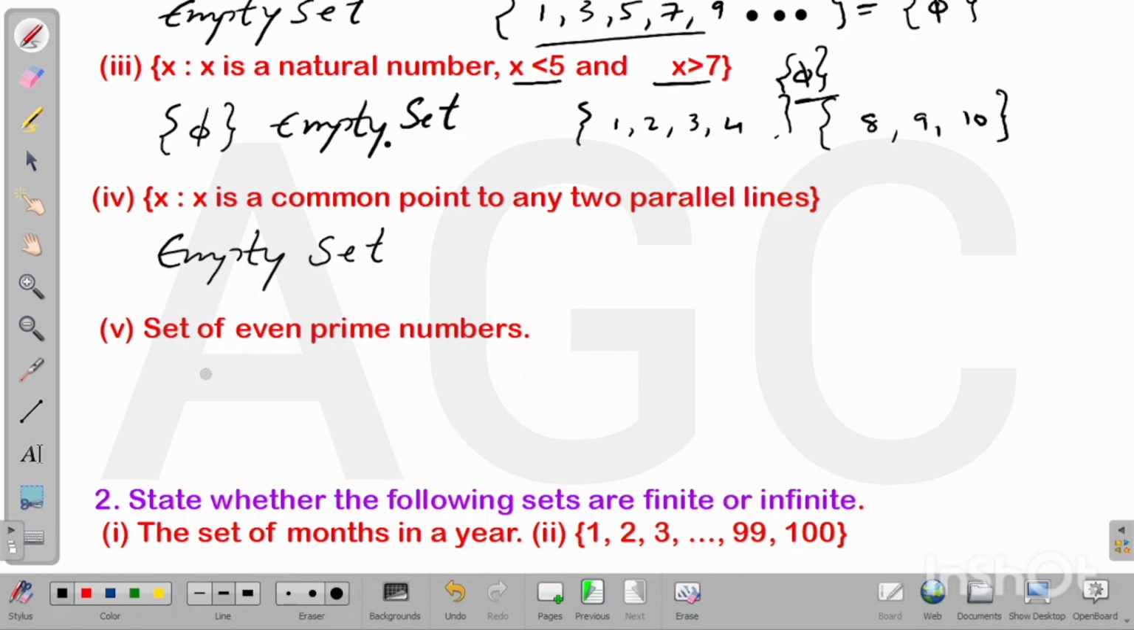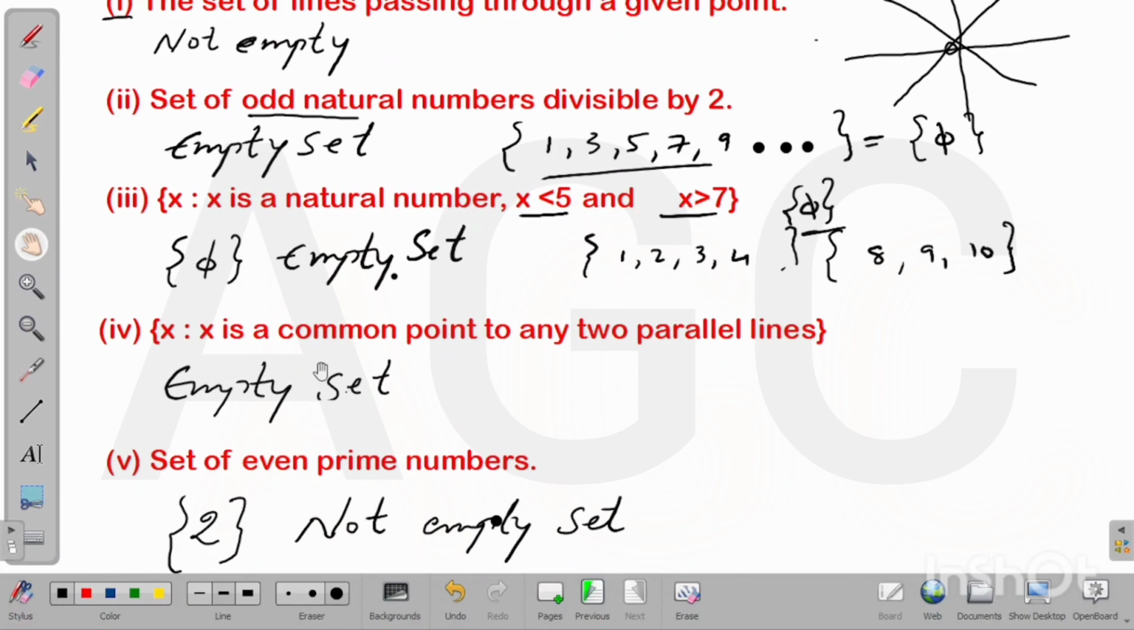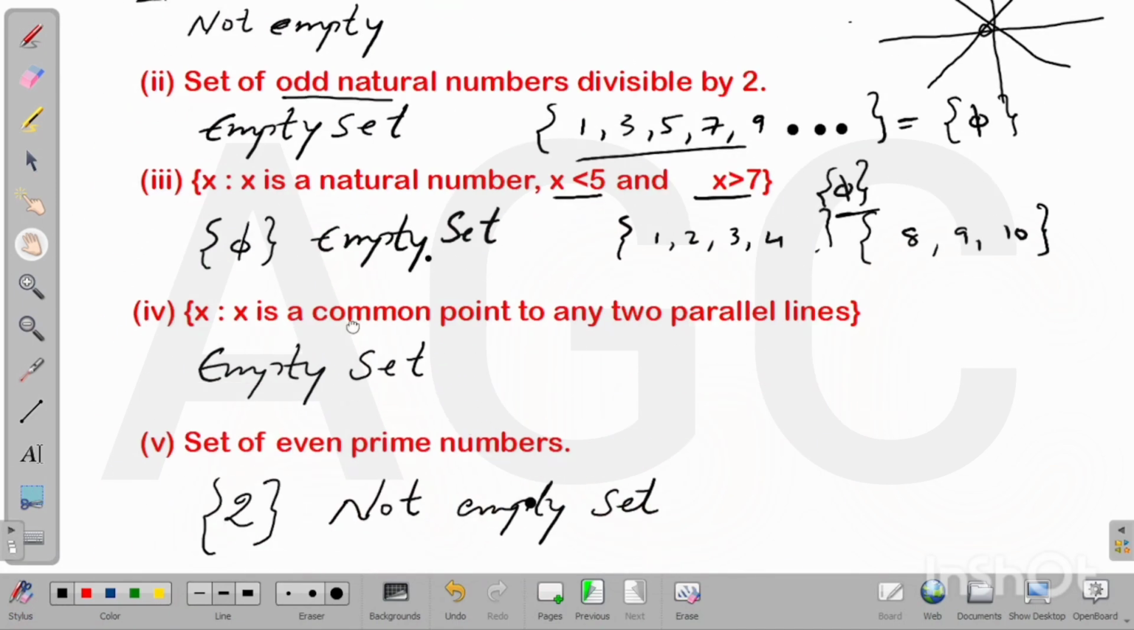Next, the fifth one, set of even prime numbers. So what are the even prime numbers? 2 is an even prime number, yes or no? So it is not an empty set. So this is your first bit.